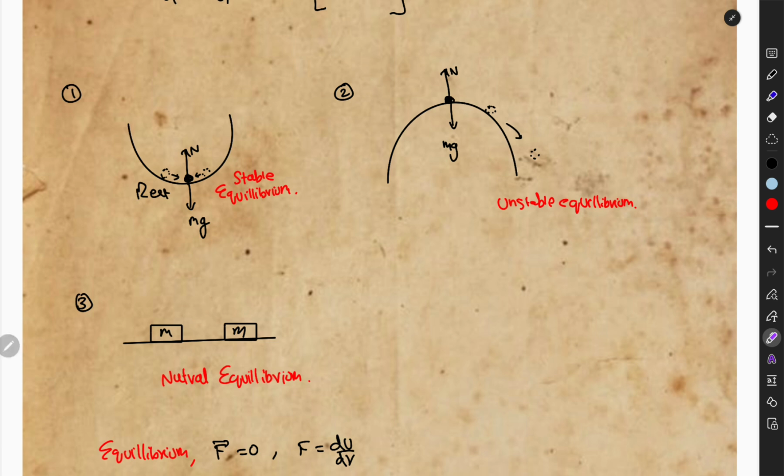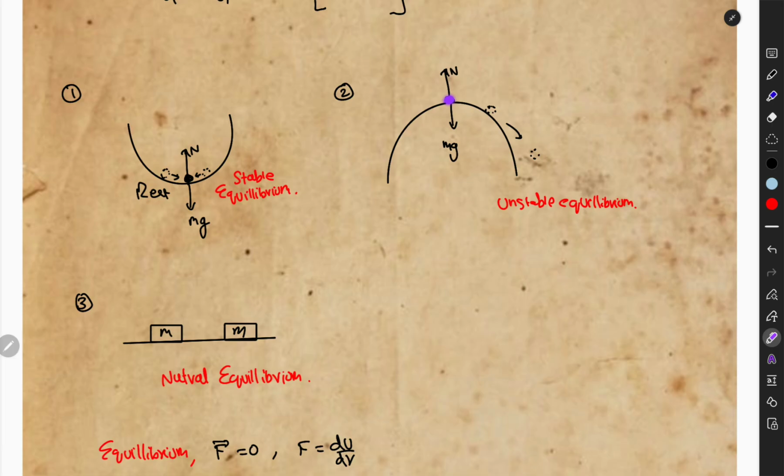Okay, let's come back. At this point, let's say I'm going to push it a little bit this side. When it goes here, you can clearly visualize that it comes back to the same position, right? So this is known as stable equilibrium. So what about in this case?